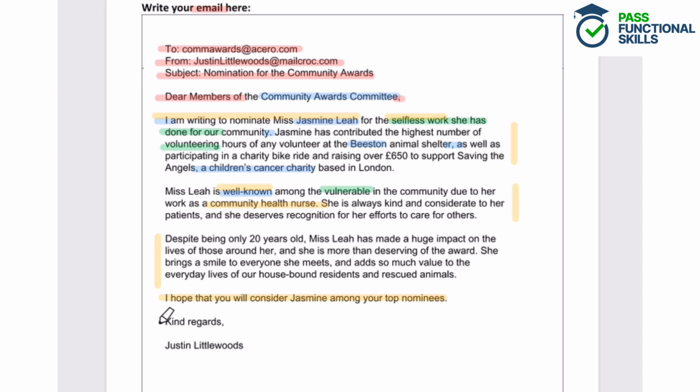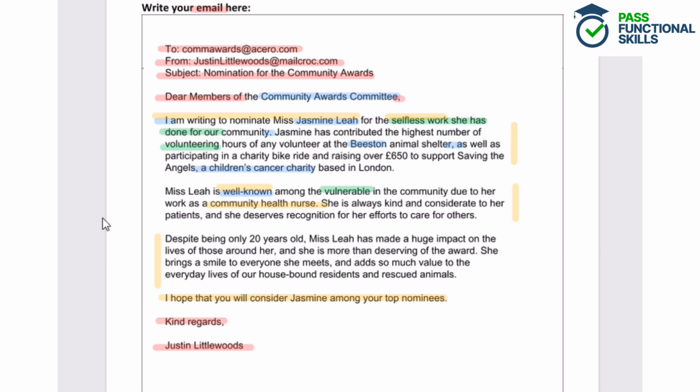Finally, we will need to use a polite sign-off, such as kind regards, and then the name of the sender. So make sure that you're using all of these elements whenever you write an email. You could also use other organisational features to show the examiner that you know how to organise your writing effectively. So for example, in this question, we could use a bullet pointed or numbered list to show all of the nominees' achievements. We could make a list of these.